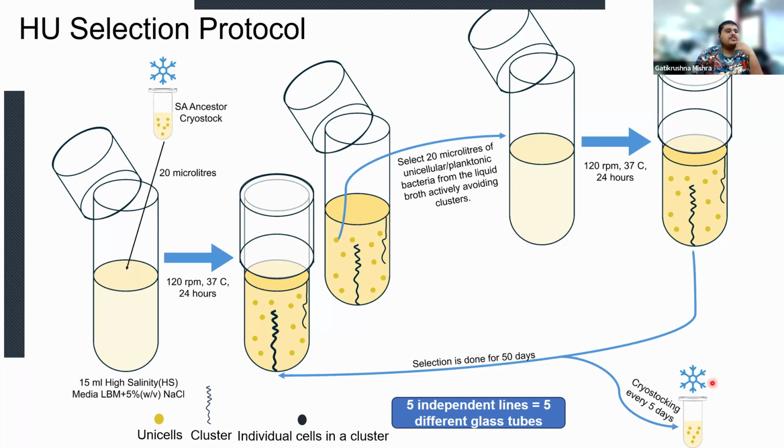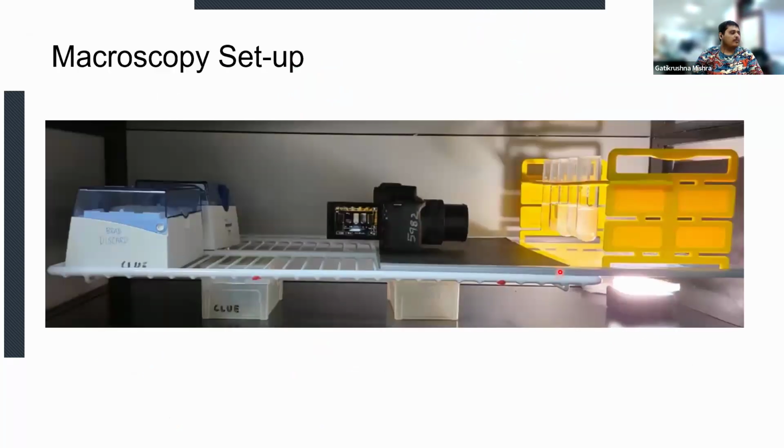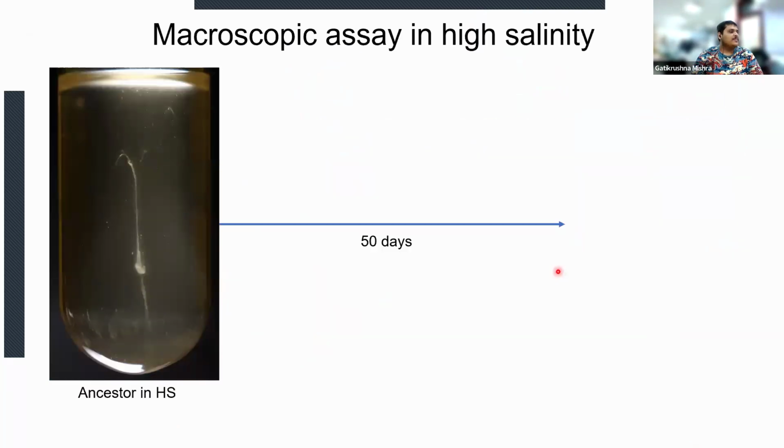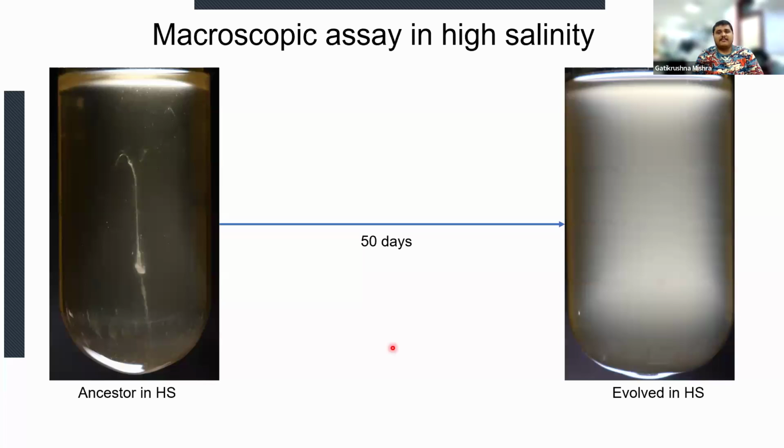And we cryostock every 5 days, similar to other regimes. So, using such a macroscopy setup, we could see that the ancestor in high salinity, which was almost transparent in its liquid medium, and the number of cells in the liquid medium was also very low, looked something like this after 50 days of evolution. A very stark difference between the ancestor and the evolved was observed in this regime.